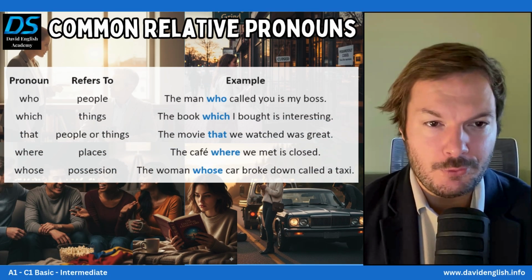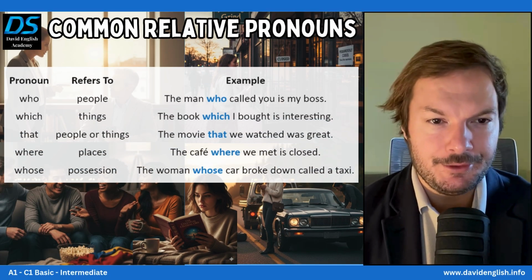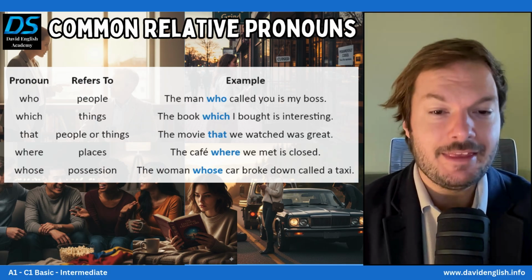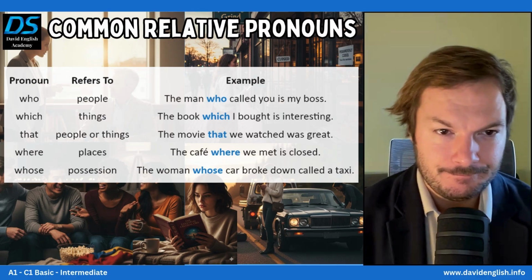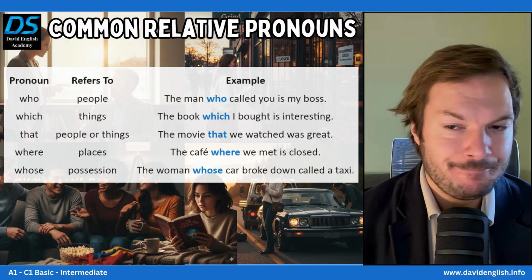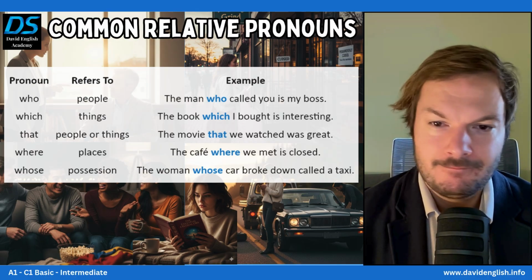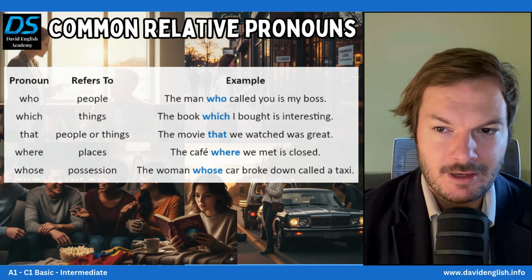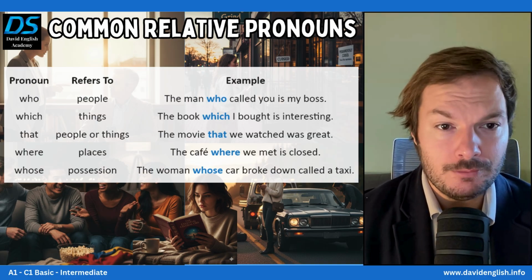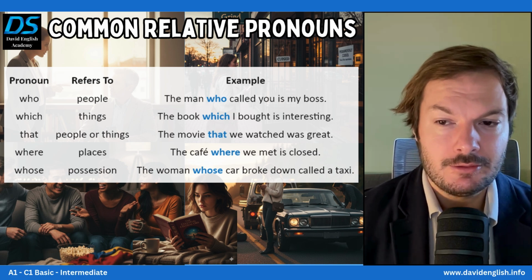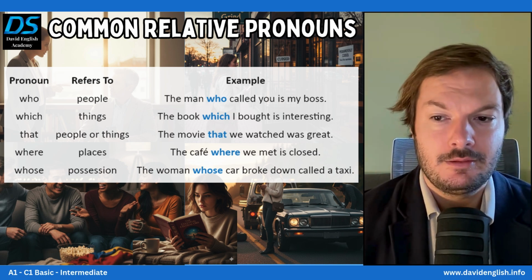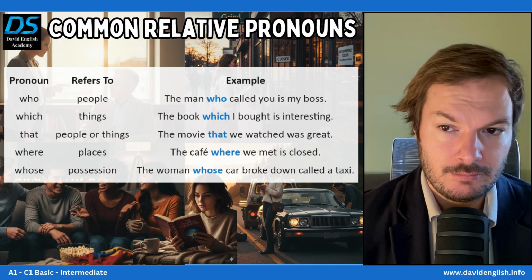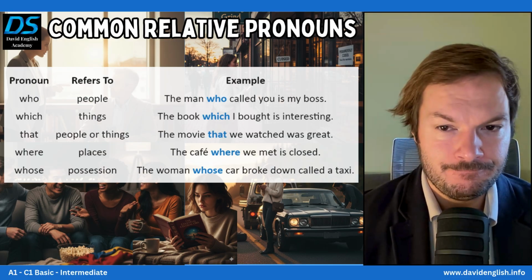Now we're going to go through the pronouns. I'll say them to you, and then I'm going to tell you what they refer to, and then I'm going to give you an example. So listen carefully, take notes, write this down in your notebook. It's very important. We're going to go over who, which, that, where, and whose. Let's start with who.